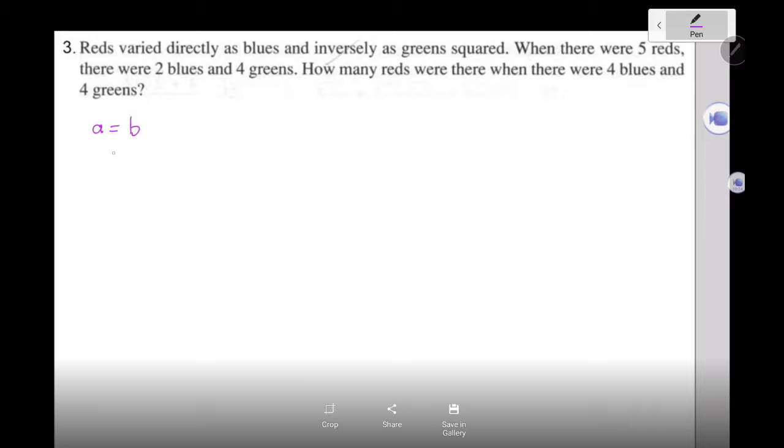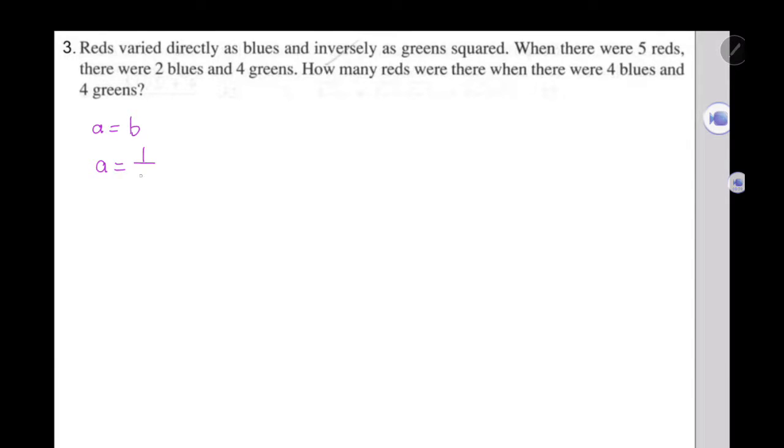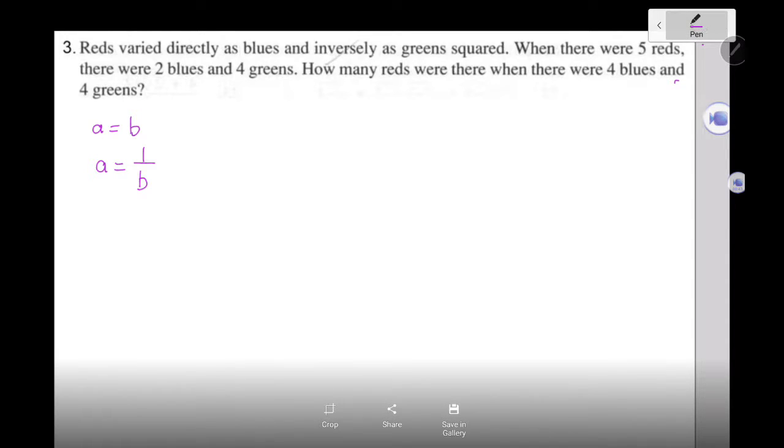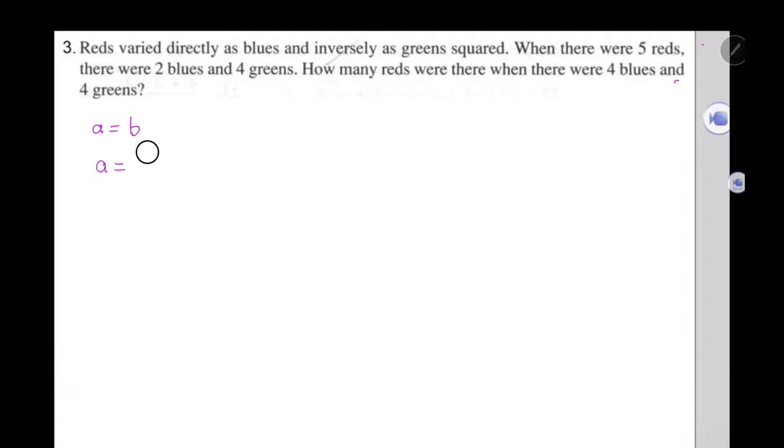But if they were inversely related, then it would be A is equal to 1 over B, so that if A went up, B would have to go down to keep pace with it. So it'd be an inverse relationship. And that's how I'm going to build this.